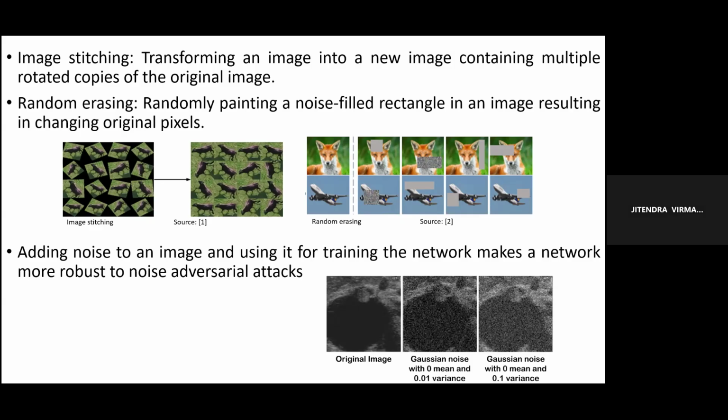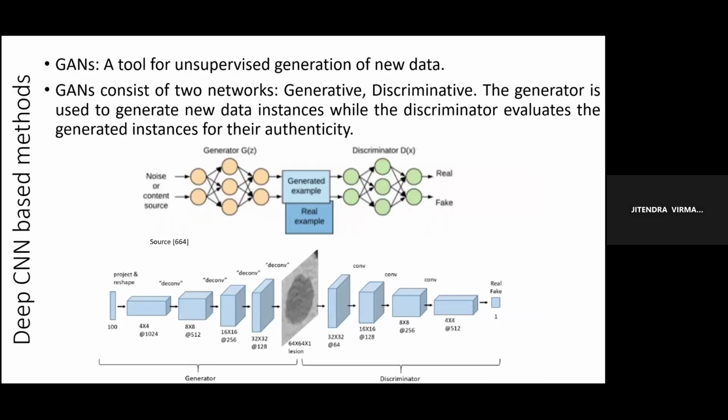Then this is an image of a fox, with random erasing and a certain portion corrupted by noise. And then again, this is an ultrasound image with some Gaussian noise with 0.01% variance, with 1% variance and so on. So all these methods we can use to generate images; these were all white box techniques.